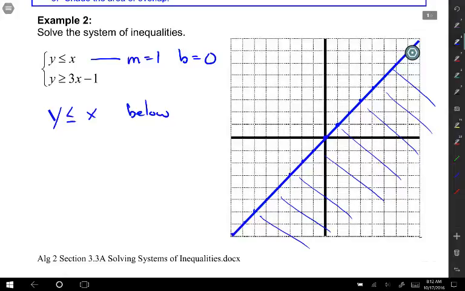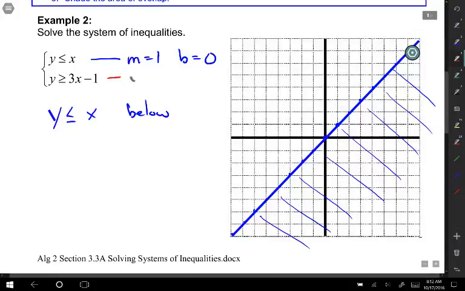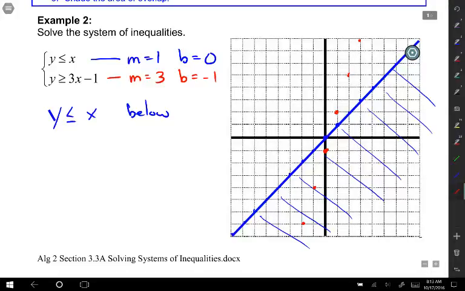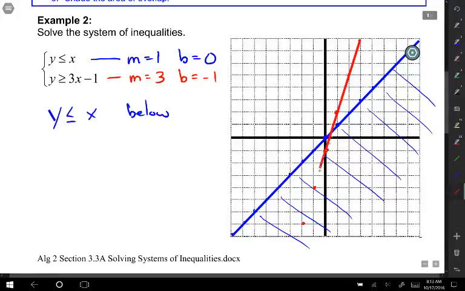But what's different today is we're going to add in a second equation. So I want you to change colors. Good morning. I'm going to change colors to red. What's my slope of this one? 3. My y-intercept? -1. So go to -1 and go up 3 over 1, and down 3 and back 1. And now we have a second line. Is this line solid or dotted? Also solid.